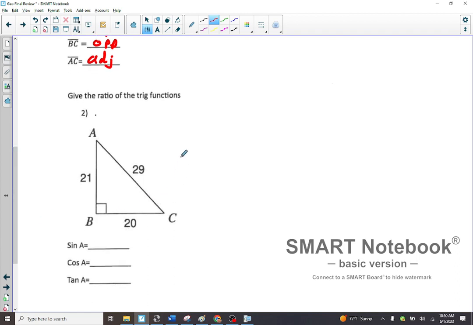Next one, give the ratio of the trig function. So if I say sine of A, remember the key word SOHCAHTOA.